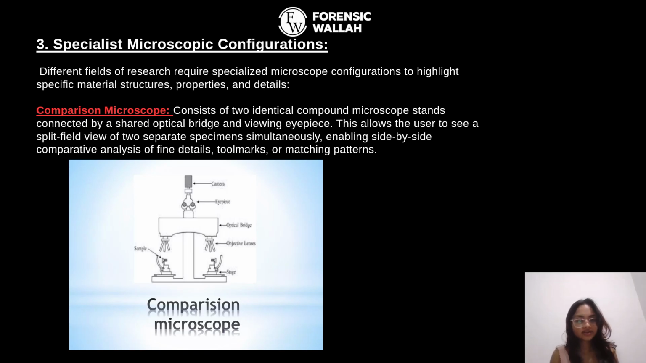One half of the eyepiece shows the sample on the left stage, while the other half shows the sample on the right stage. This configuration enables direct comparative analysis of fine details, tool marks, or matching patterns. For instance, a forensic examiner can place a questioned bullet on one stage and the test fired bullet on the other, aligning the microscopic striations across the split line to determine if they were fired from the same weapon or not.